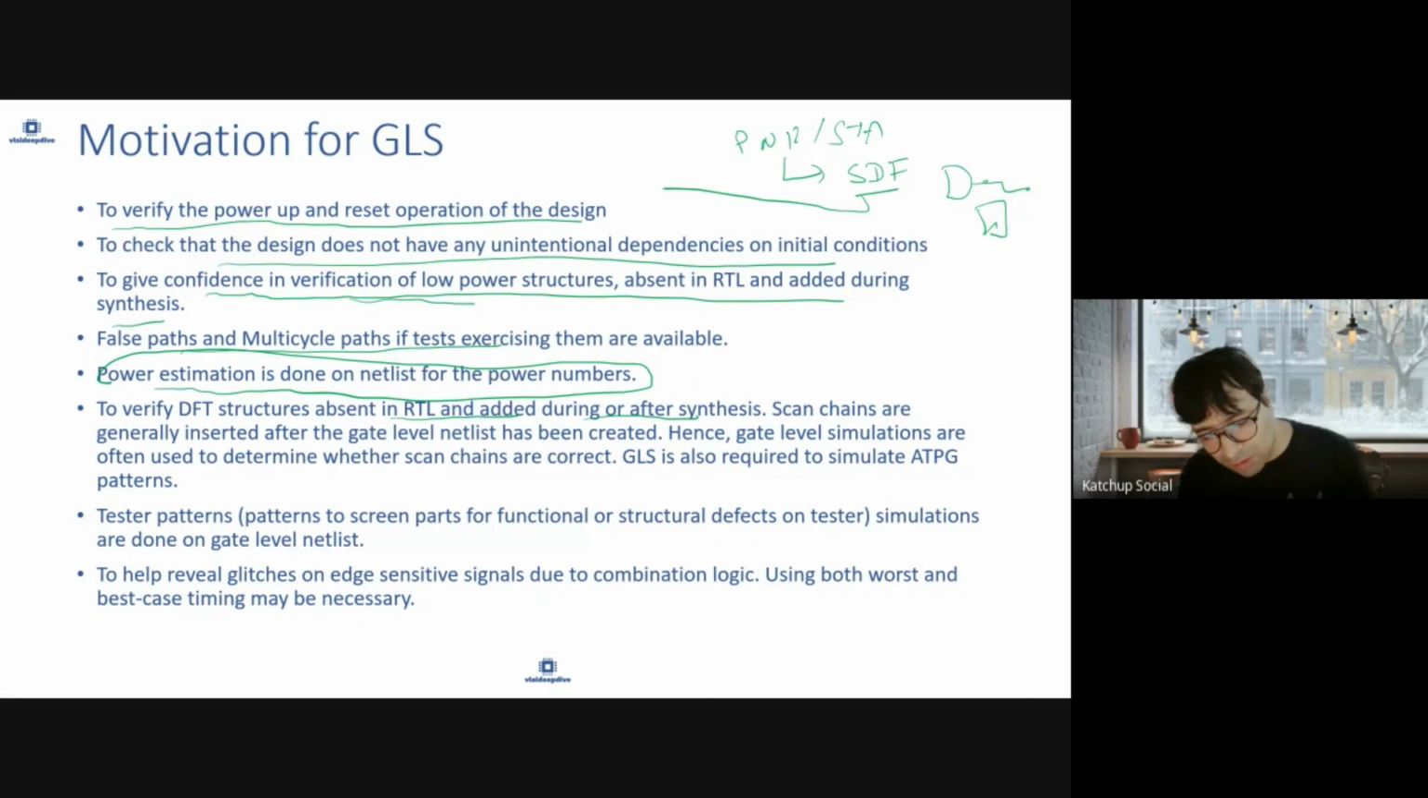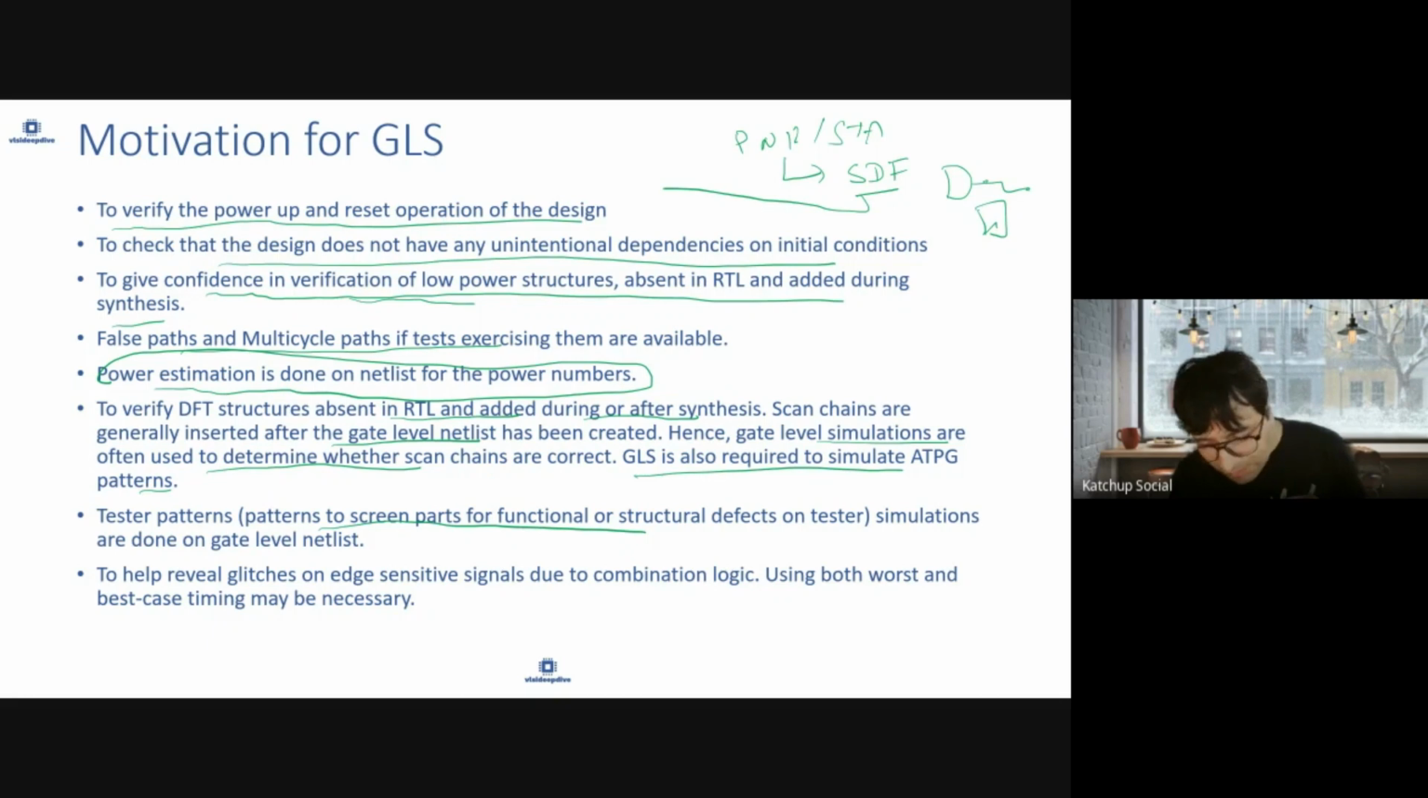Scan chains are also generally inserted at gate level. Hence, gate level simulations are often used to determine whether scan chains are correct, or to simulate ATPG patterns. So that's another motivation for running gate level simulations. In addition to that, tester patterns are also done at the gate level netlist.